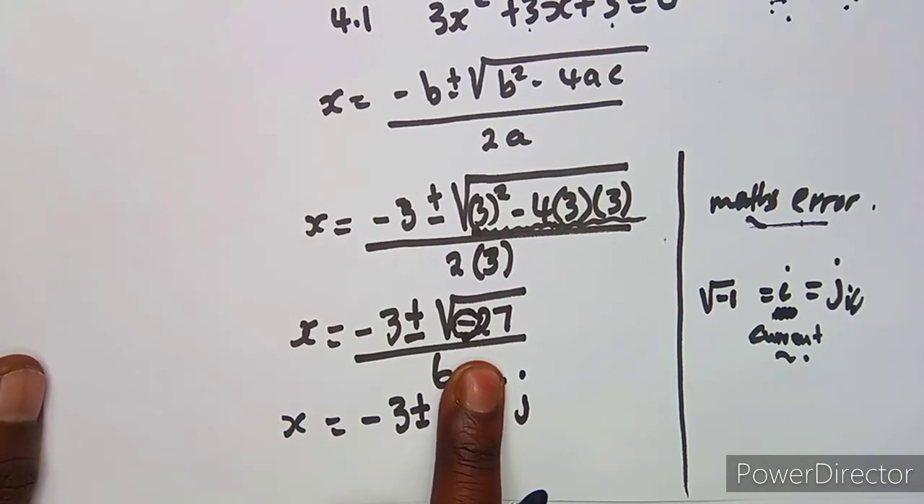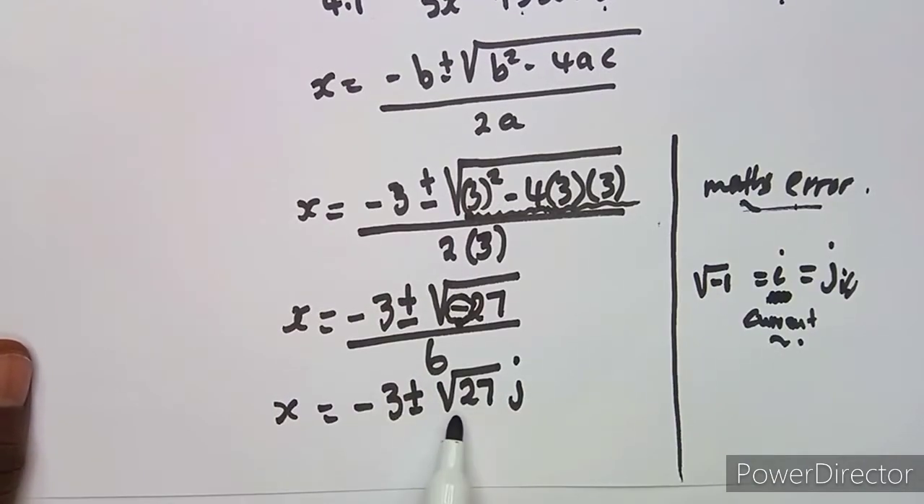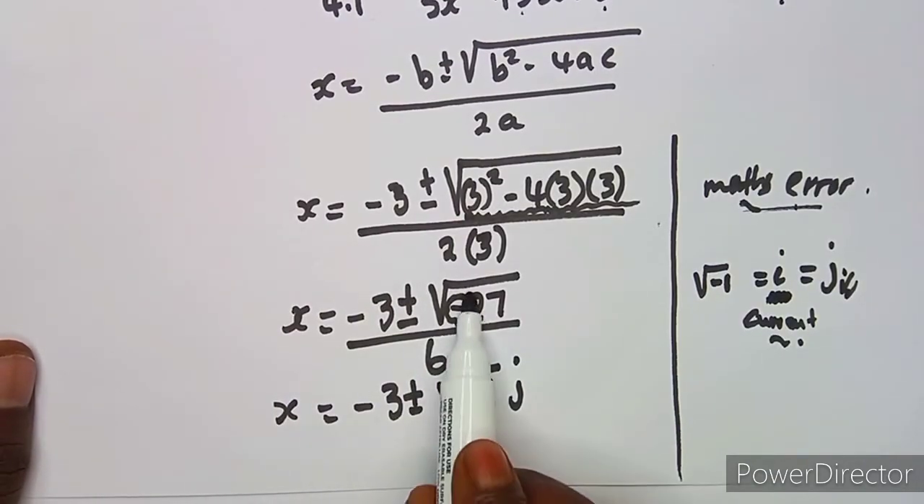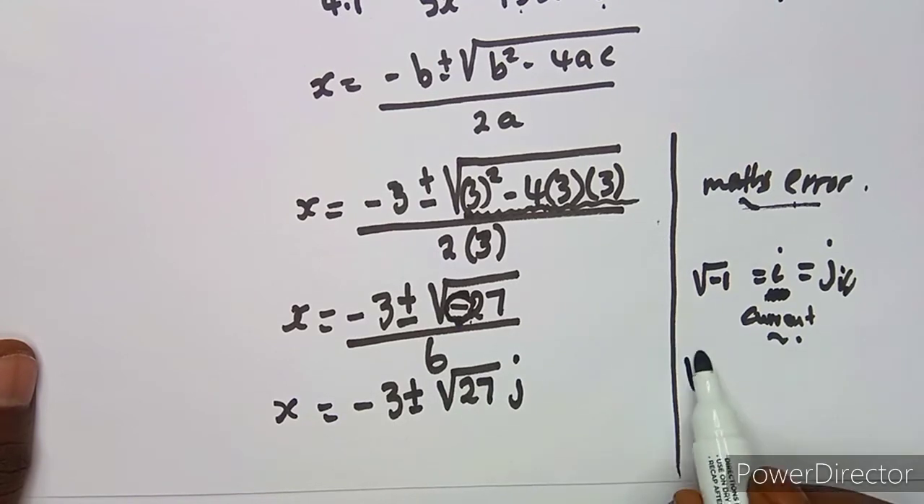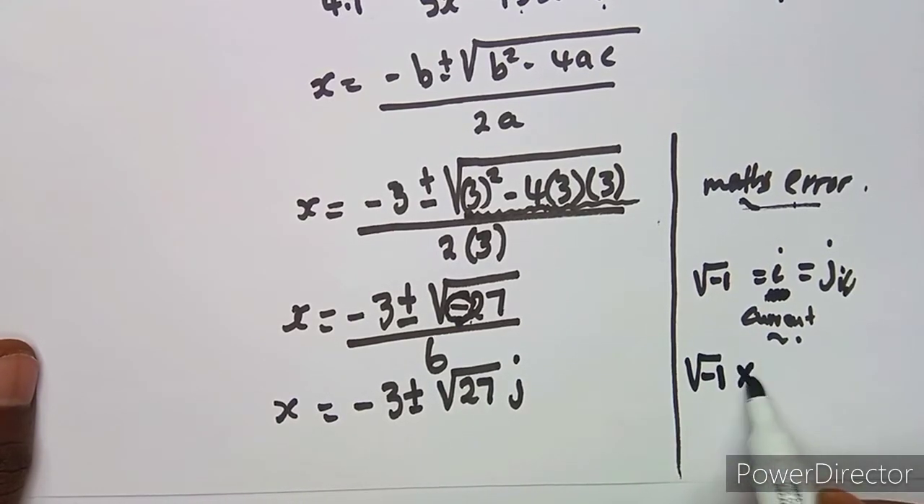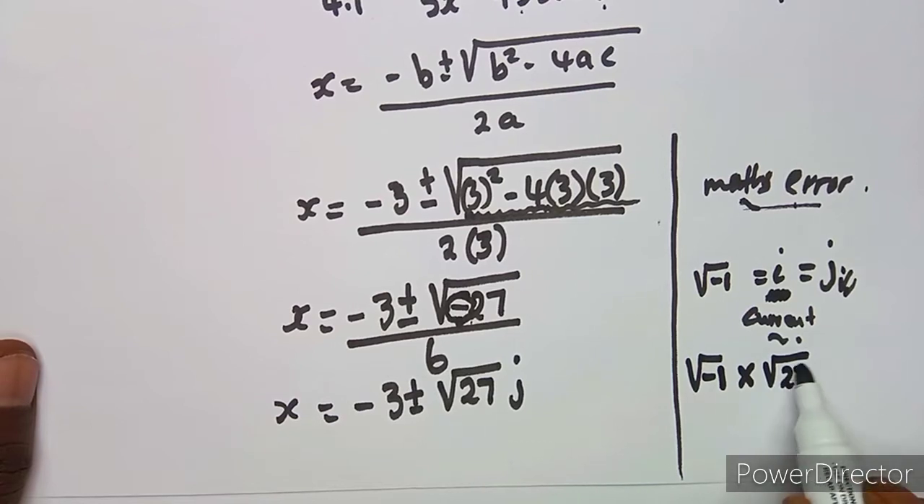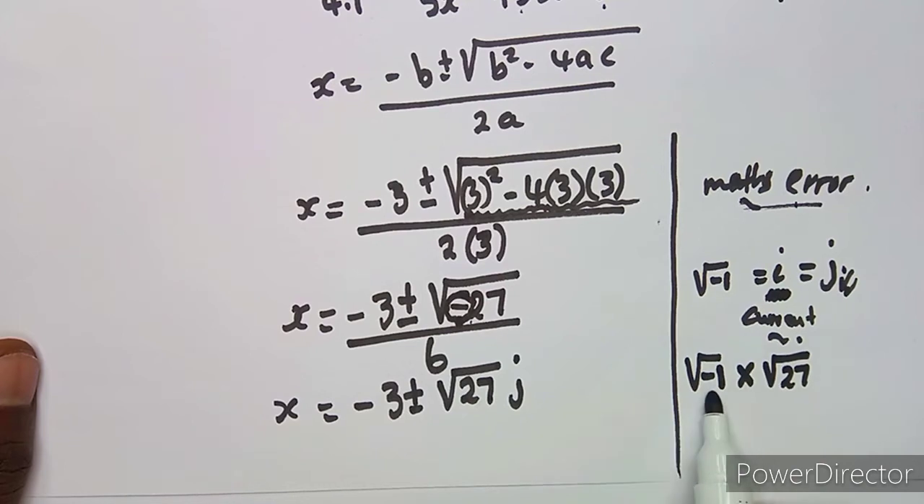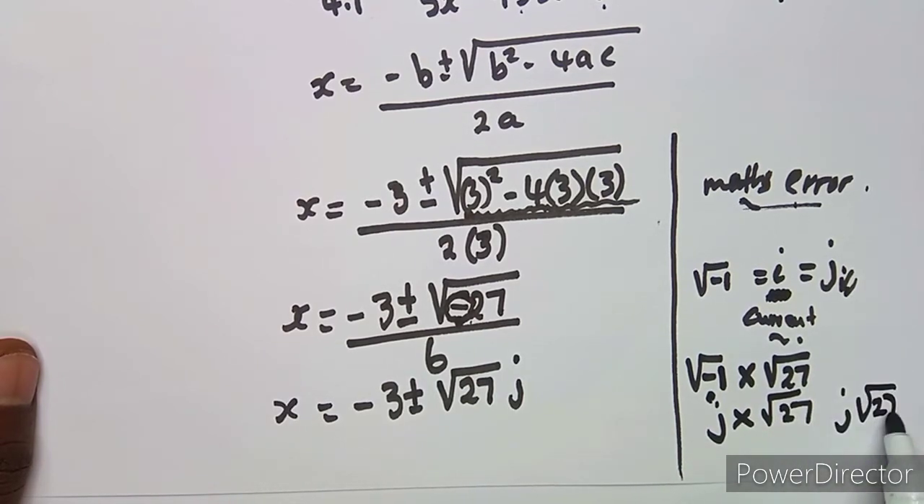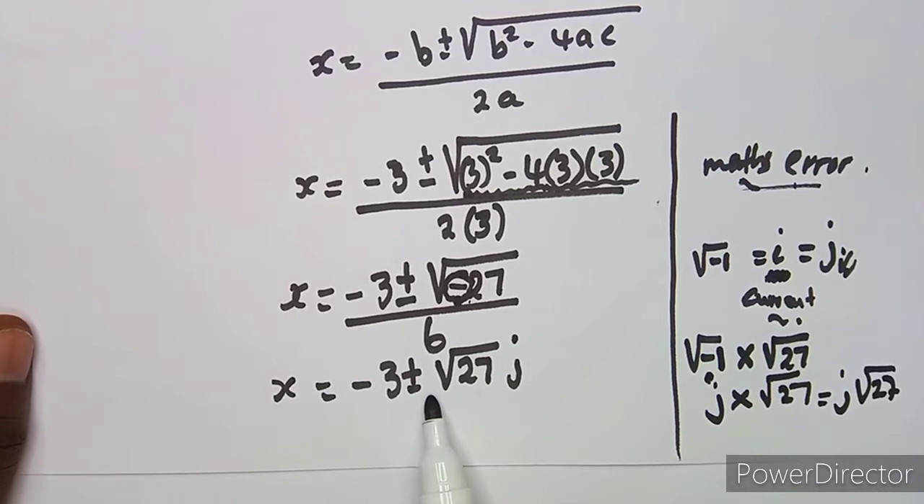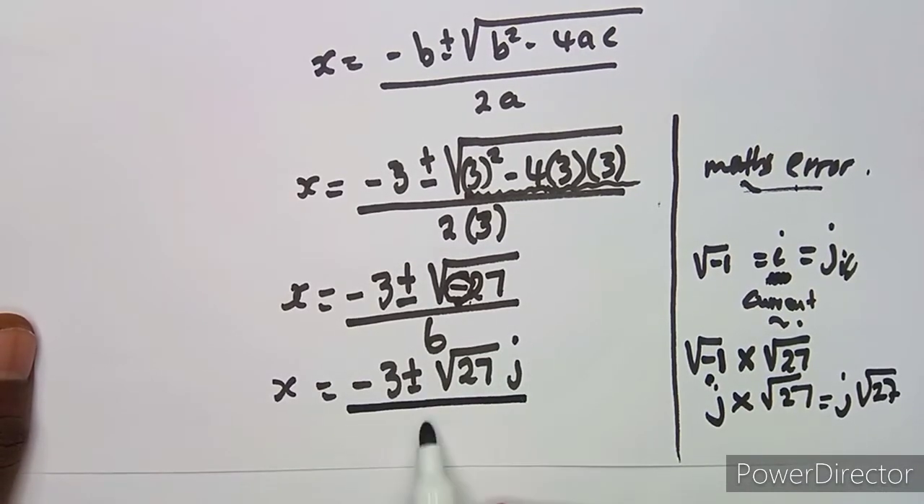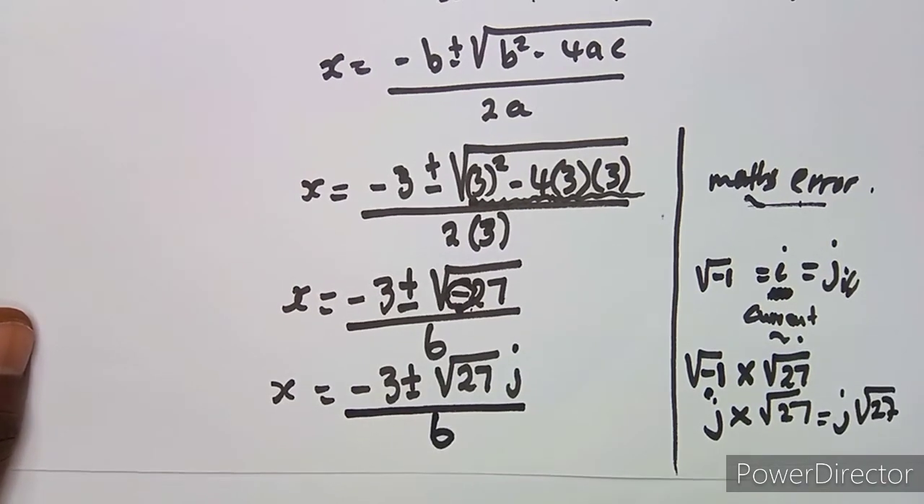This j is outside of the square root. It's only 27 which is going to remain under the square root. We have simplified this because it means square root of -1 times square root of 27. That is what this part means. So from your complex number, this is j, so it's j times square root of 27, which is j square root of 27, or you can write it as square root of 27 j, like this. Okay, remember, everything over 6.